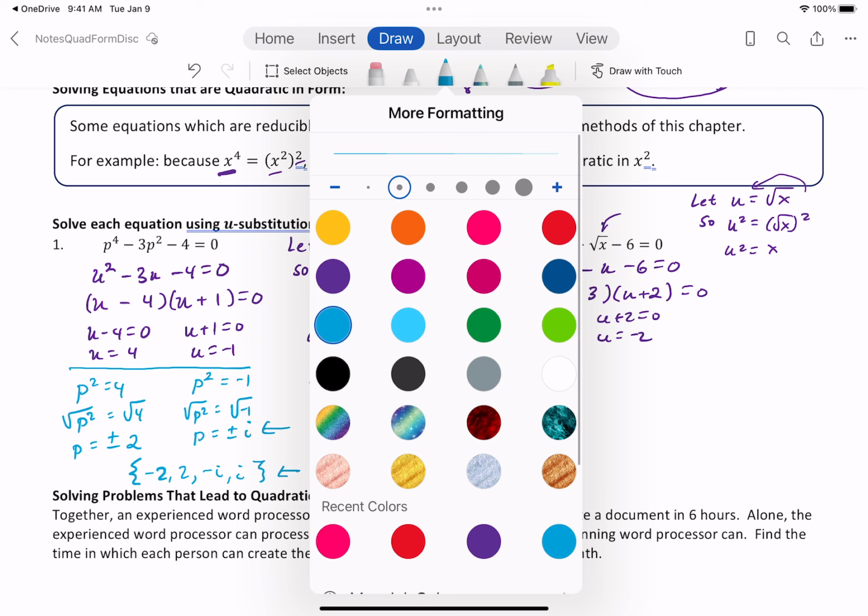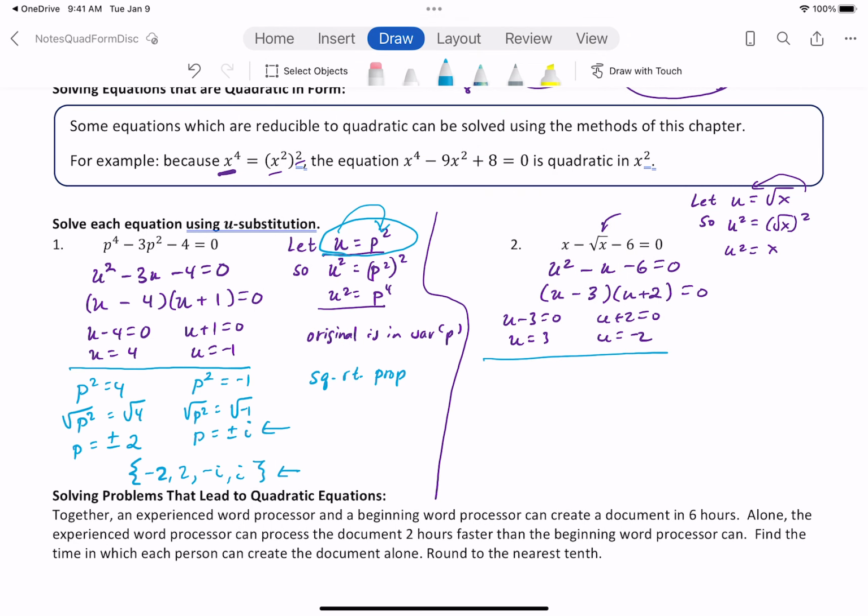And then of course we have to do the back substitution. This is u equals square root of x. So where I have u, I'm going to write square root of x equals 3 in both places. So this is kind of the opposite of the last one, right? We had p squared and wanted p, so we took the square root. Now we have the square root of x, and we want x, so we're going to need to square both sides.